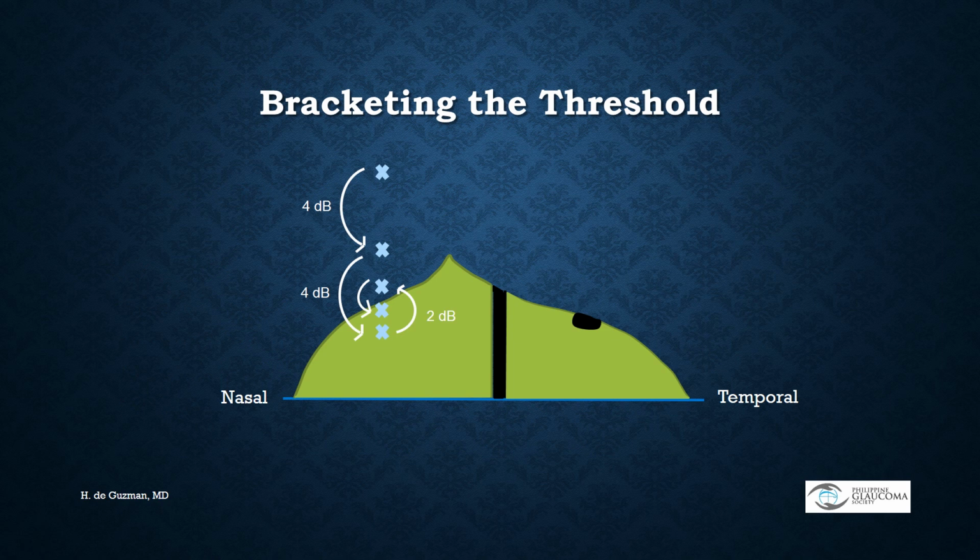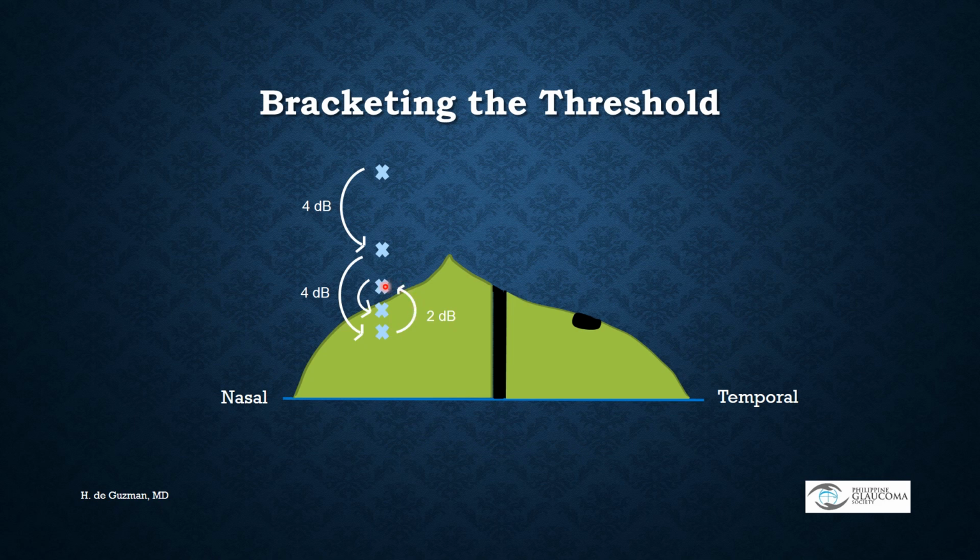This is an example of how a full threshold algorithm will determine the patient's threshold. So it starts with a very dim stimulus, and if the patient did not see it, then it gives a 4 decibel brighter stimulus. If the patient still did not see it, it goes brighter again by another 4 decibels, but this time the patient saw it, so now the machine goes dimmer again by 2 decibels this time.